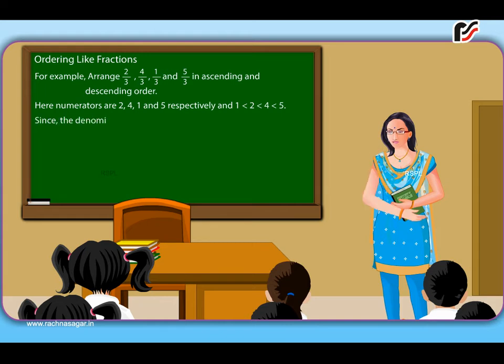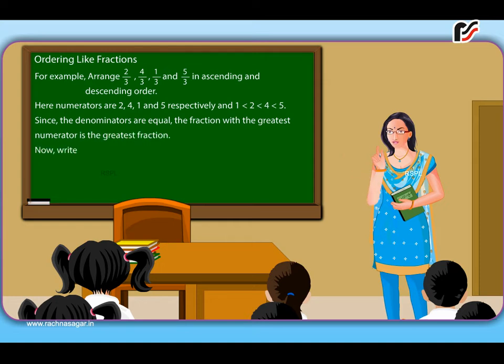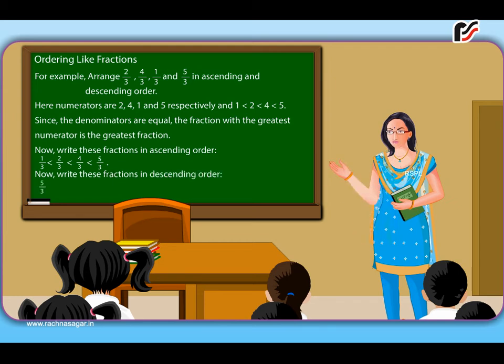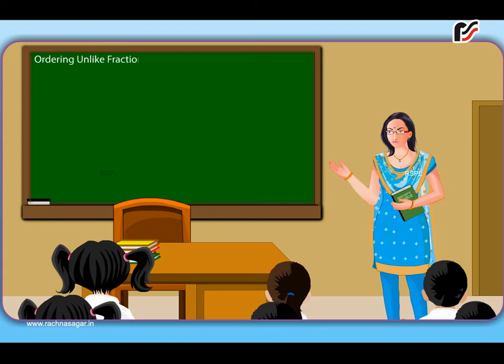Since the denominators are equal, the fraction with the greatest numerator is the greatest fraction. Now, write these fractions in ascending order. 1/3 is smaller than 2/3, which is smaller than 4/3, which is smaller than 5/3. Now, write these fractions in descending order. 5/3 is greater than 4/3, which is greater than 2/3, which is greater than 1/3. Ordering unlike fractions.